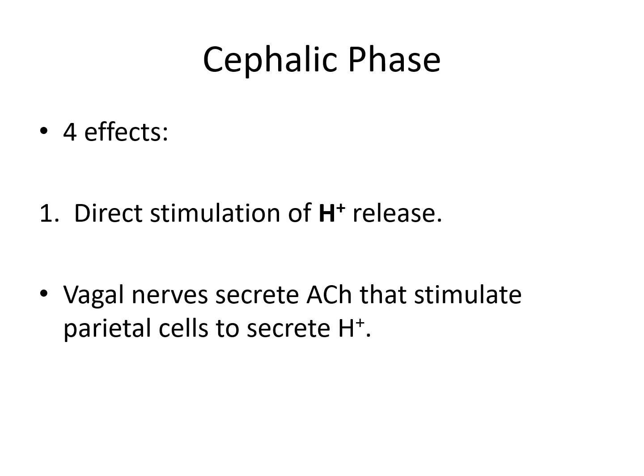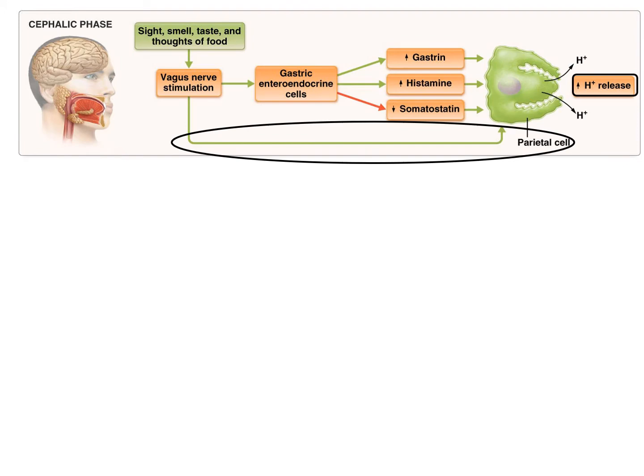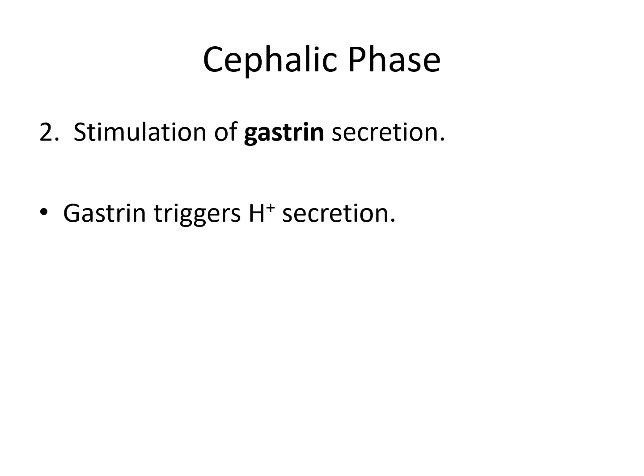During the cephalic phase, there are 4 effects. One is the direct stimulation of hydrogen ion release. Vagal nerves secrete acetylcholine that stimulates parietal cells to secrete hydrogen ions. So we see here there's a direct stimulation from the vagus nerve to the parietal cells to secrete hydrogen ion. Okay, that's the simplest one.